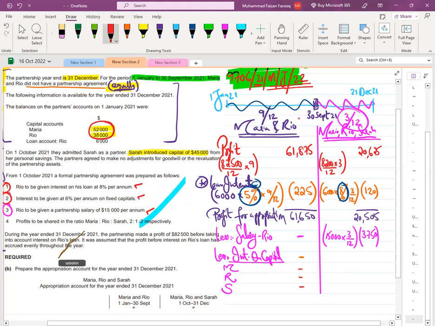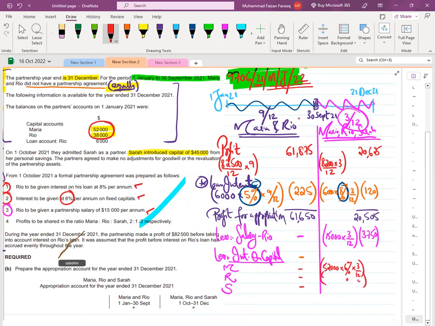52,000 is by Maria. The amount of capital by Maria is 52,000. The percentage of interest is 6% for the year, and this is only for 3 months. Same thing will apply, but the amount of capital for Rio is 38,000. Same fraction, 6% into 3 by 12 will apply. And Sarah's capital, that is, investment by Sarah, is 45,000.